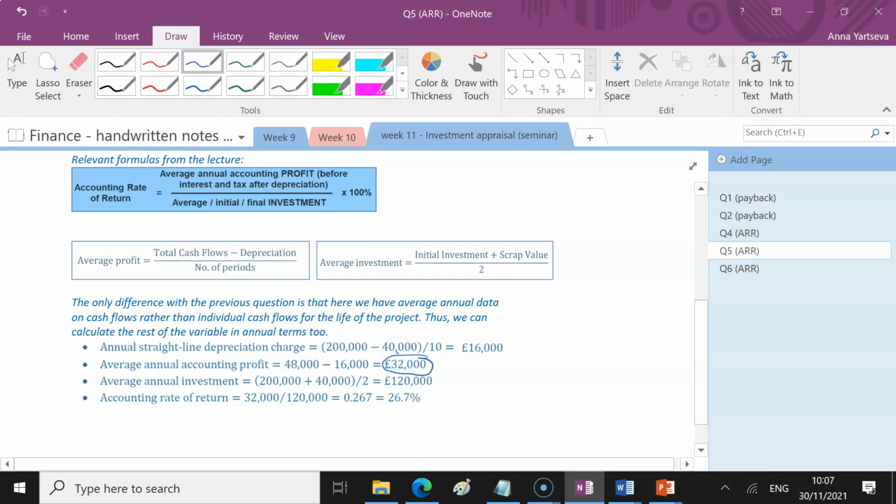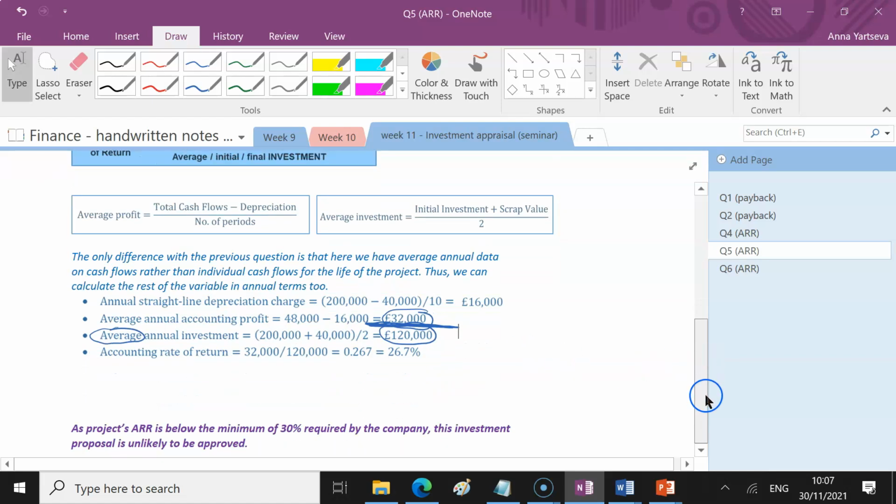This is accounting profit. And now investment, if we use the average figure, here we add up the initial investment, 200,000, plus the scrap value, 40,000, and divide by 2, take the average, which is 120. And now we simply divide one by another. We divide 32,000 by 120, which generates an accounting rate of return of 26%. Obviously, this is below the minimum required, so it's not as attractive, and the chances are this proposal will be rejected. However, please pay attention.